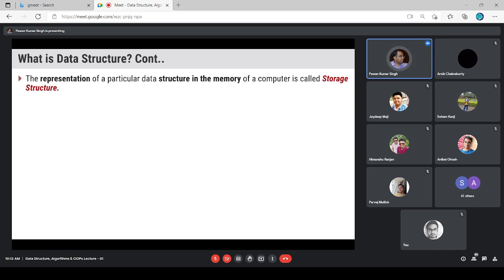So the representation of a particular data structure in the memory of the computer is called the storage structure. This you already know. And what is the file structure? The storage structure representation in your auxiliary memory is called the file structure.